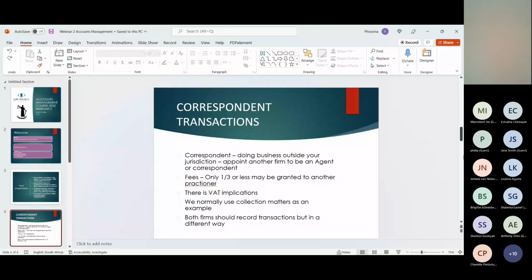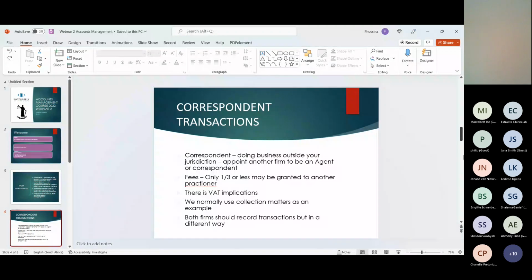Or your firm can also be instructed by another firm in another jurisdiction. They handle the transactions together. Okay, in such a case, when it comes to fees, so there's an agreed fee, more of like a sharing formula. So for fees, they say the practice that is instructing is going to get a third of the fees because the work has been done by the correspondent or by the agent. So the instructing firm gets 1/3 or less than 1/3.